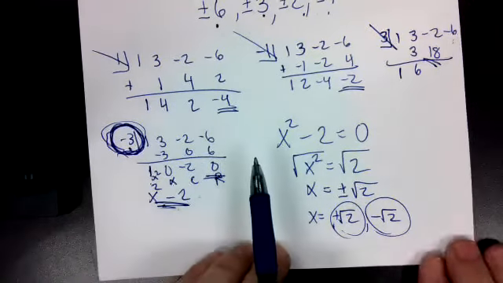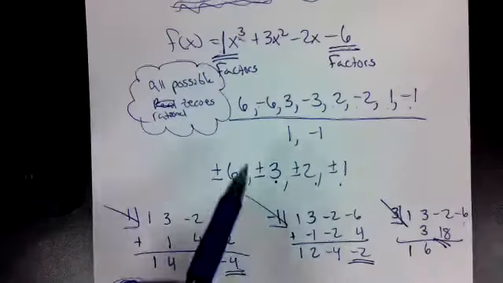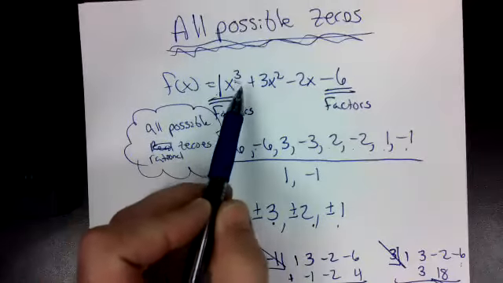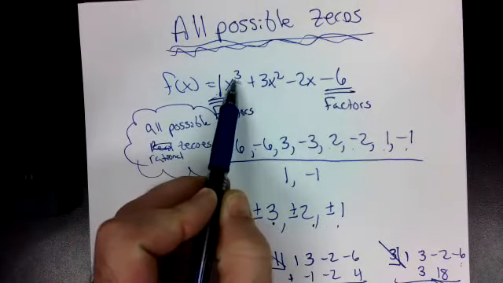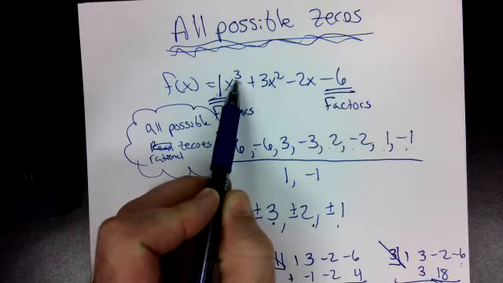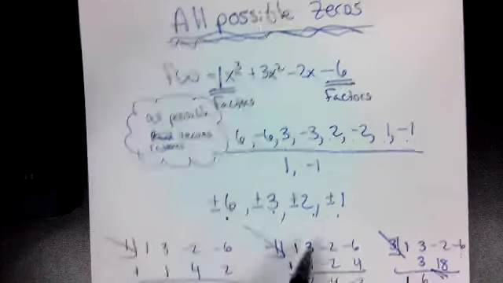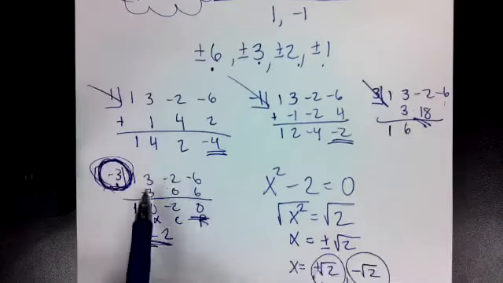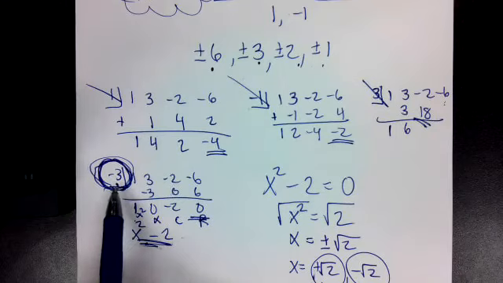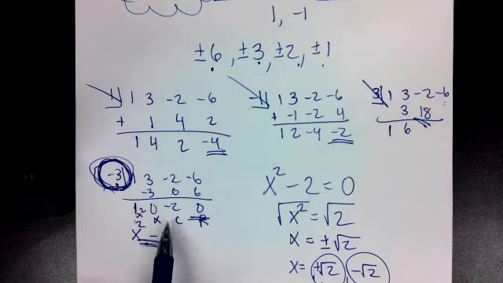So, original prompt, find the zeros. Again, this number here tells me how many I'm looking for. I know there should be 3 zeros. This step gave me the possibles, which I tried until I found one. Once I found one, I took what was left over and solved.